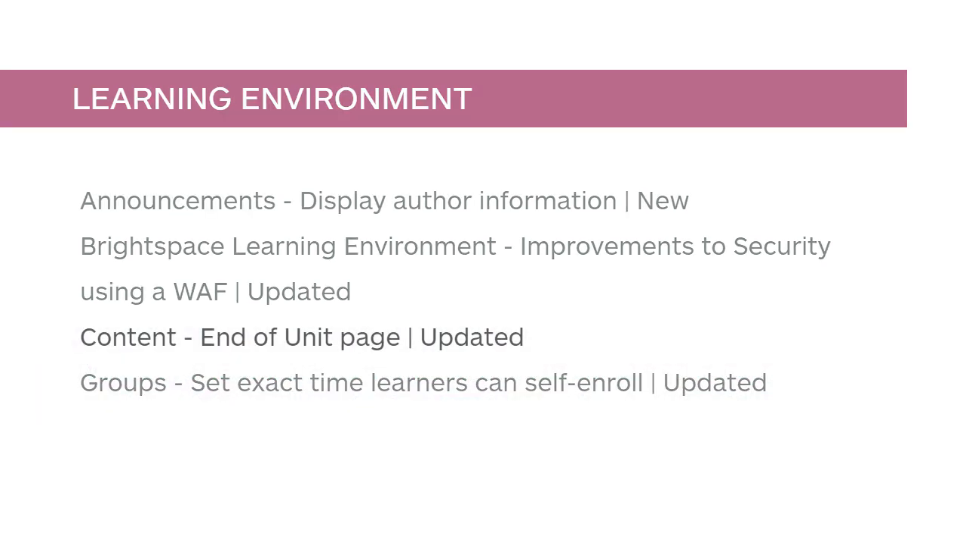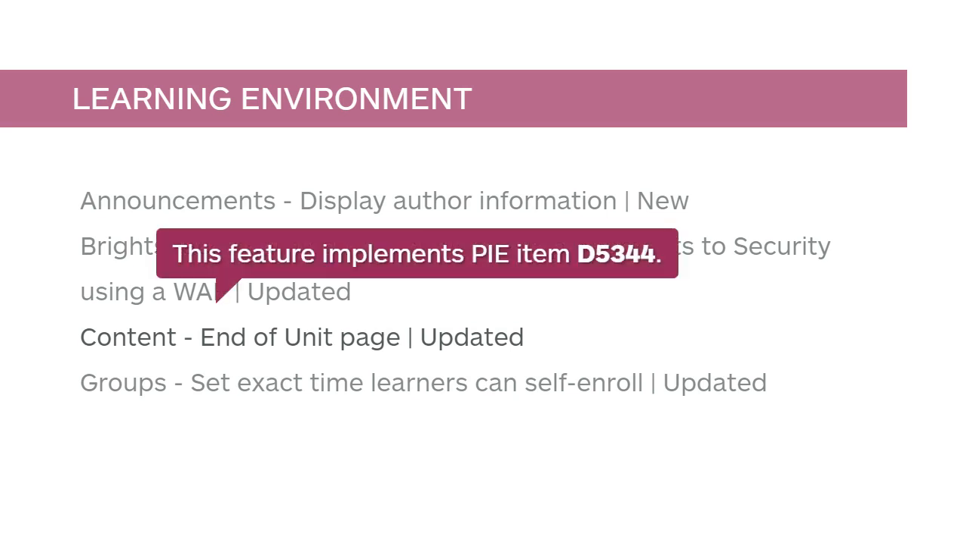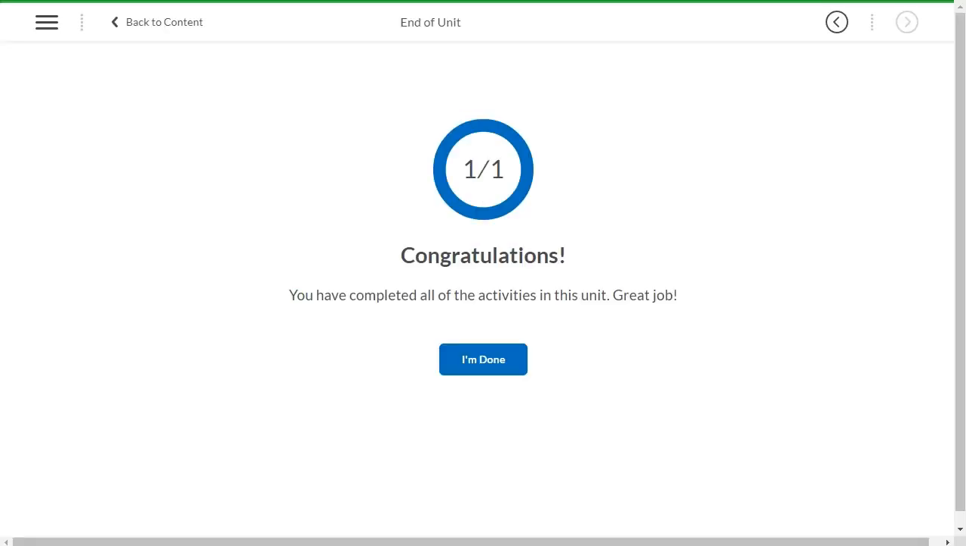The moose puzzle image has been removed from the end of unit page. This feature implements PI item D5344. The end of unit page now includes a progress meter.